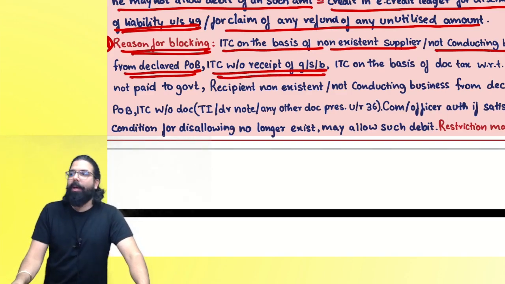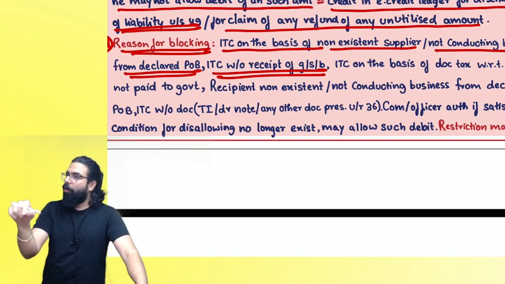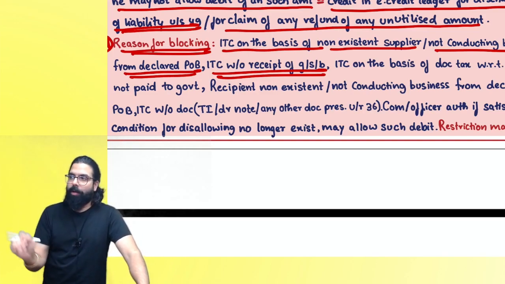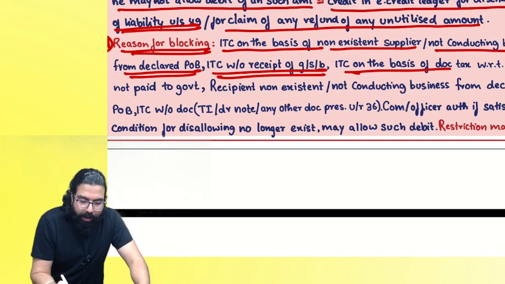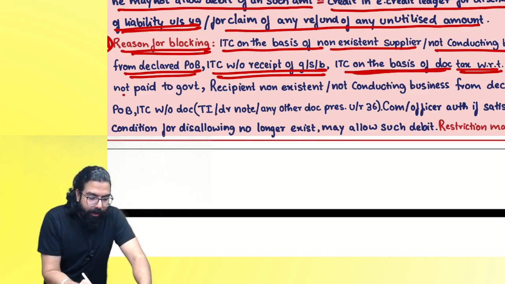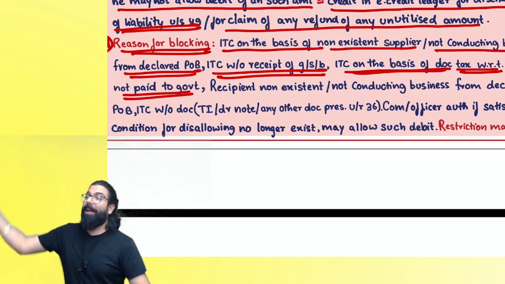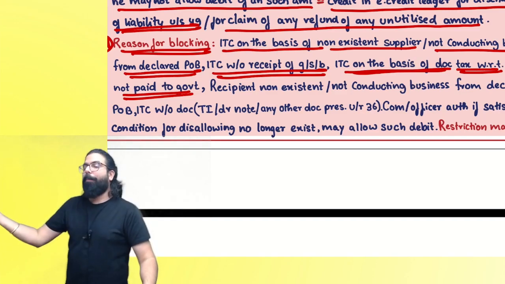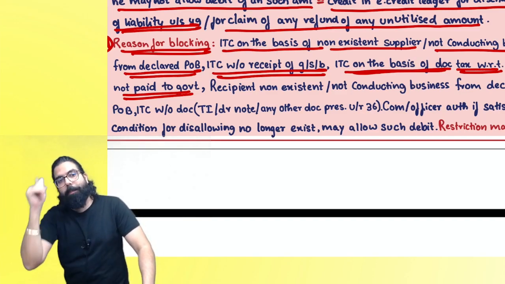ITC without receipt of goods. You should take the credit only when you receive the goods or services. Without receipt, if you took it, it will be blocked. ITC on the basis of a document with respect to which tax is not paid to the government. My supplier should pay the tax. That is the condition: the supplier should pay the tax to the government. He did not pay the tax.